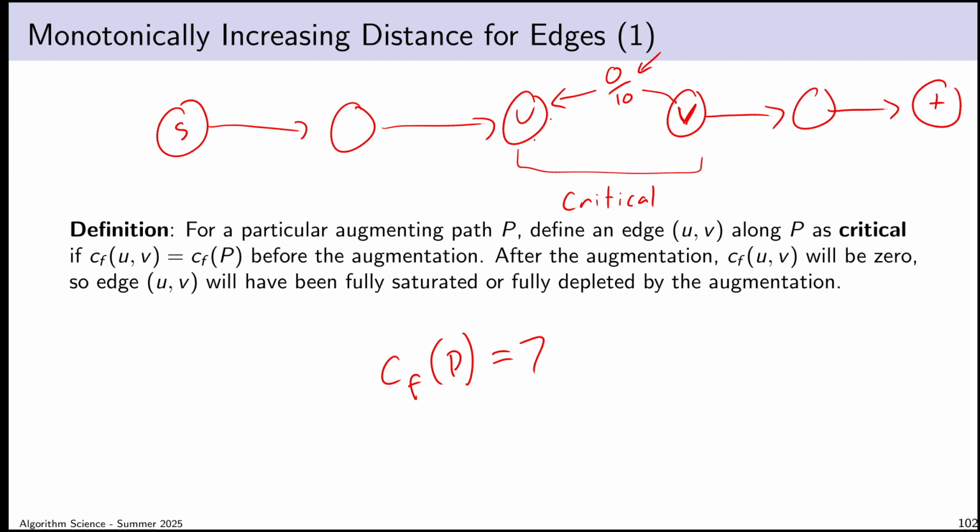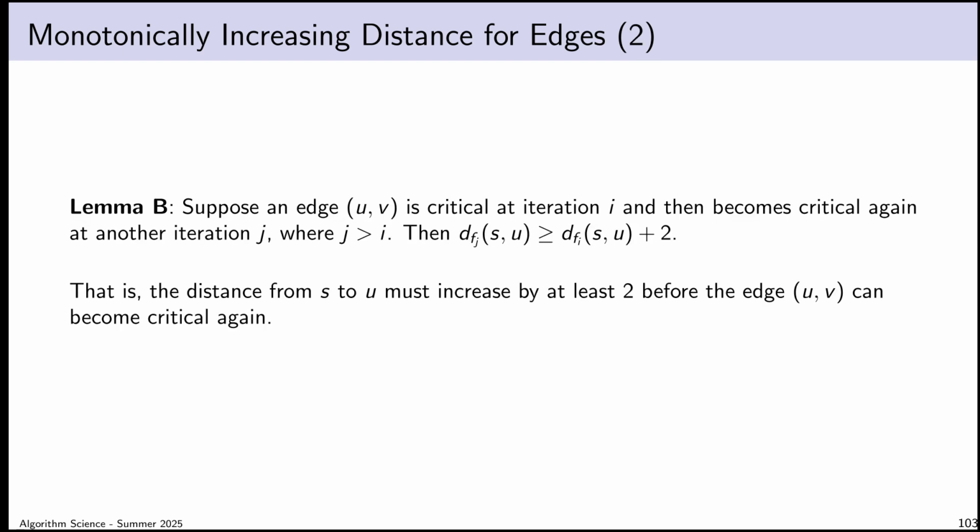So a critical edge is any edge whose residual capacity equals the capacity of the augmenting path in which it appears. After the augmentation, that residual capacity will be 0. Okay, so the edge will have been fully saturated or fully depleted by the augmentation. Okay, so lemma B, which is what we used to call fact 3, we're formalizing fact 3 here.